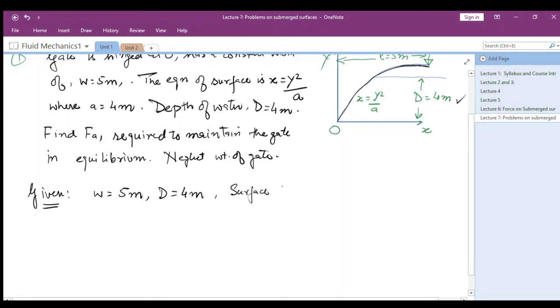The equation of the surface is also known to us, and for our case it's x equals y square by 4. It was x equals y square by a, and a is given to us, and that a is 4.